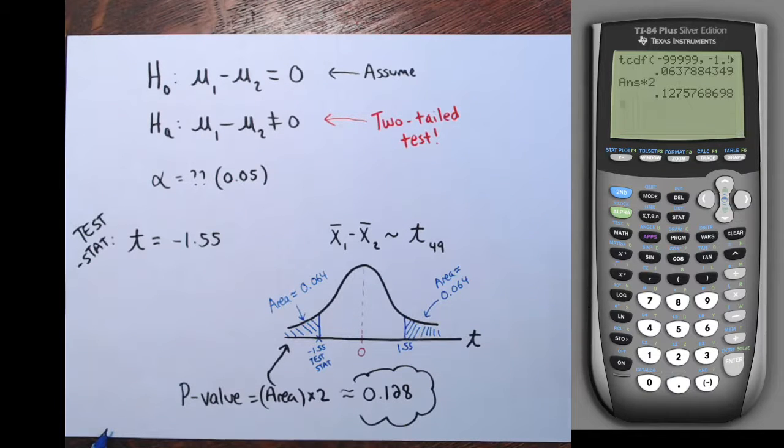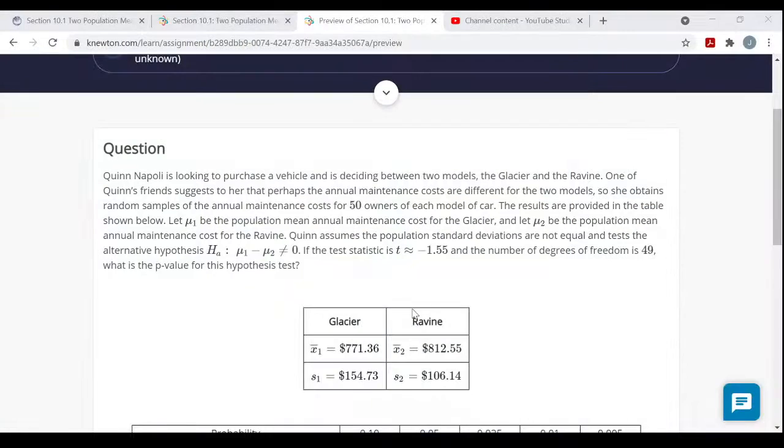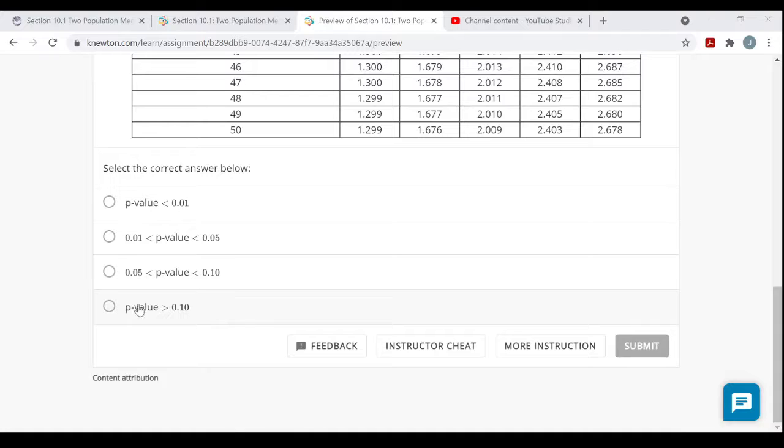And then if you look at the options, this is greater than 10%, this is 12.8%. Look at the options, our p-value is greater than 0.1, right? So that's that fourth option.